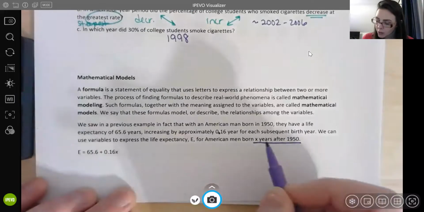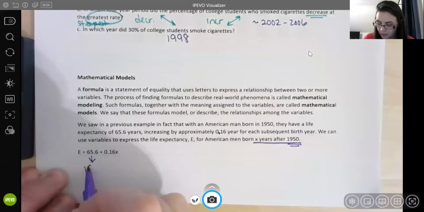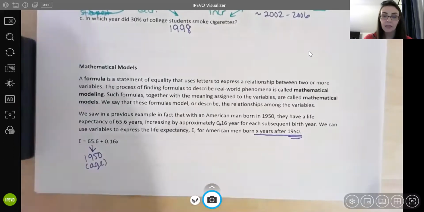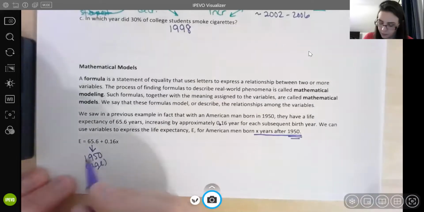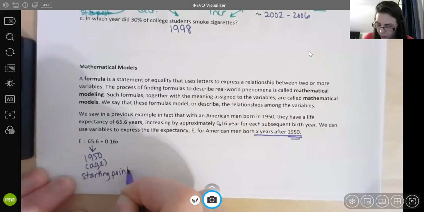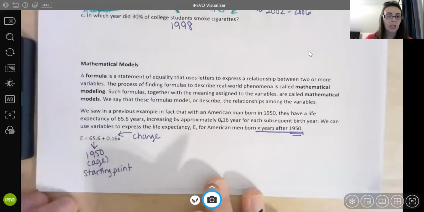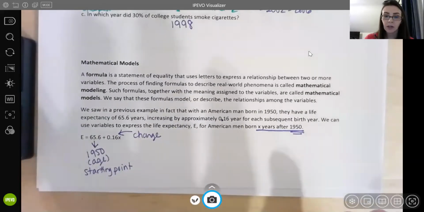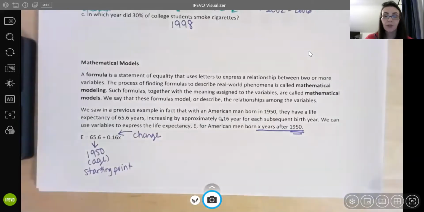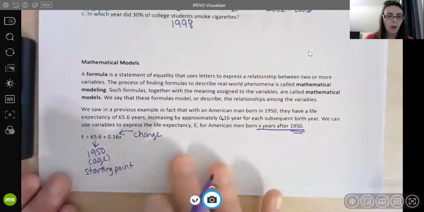Okay. So because we're talking about years after 1950, notice we're using our starting point here of 1950. So this was the approximate age, so the life expectancy in 1950. So again, that's our starting point. And then here we have our change, right? So we found that it changes by 0.16 of a year, so 16 hundredths of a year, with each additional year of birth, right? So born in 1951 or 1952 and so on. So this is our mathematical model.